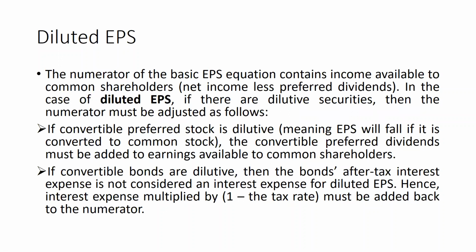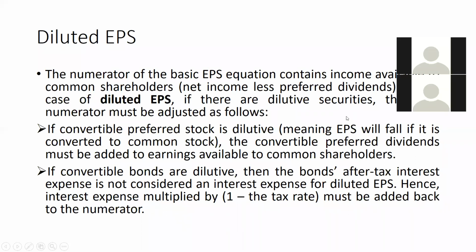So coming to the calculation, as we know, the numerator of the basic EPS equation has the income available to the common shareholders, minus the preferred dividends. This is what we know, and we divide it by the weighted average of common shares. In the case of diluted EPS, if there are dilutive securities, the numerator should be adjusted in the following way.